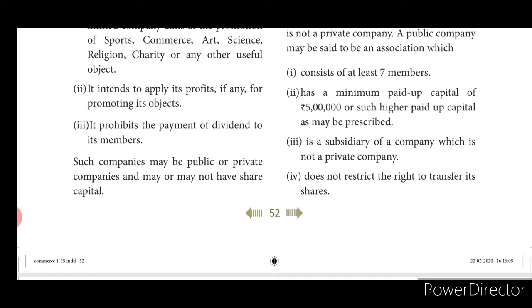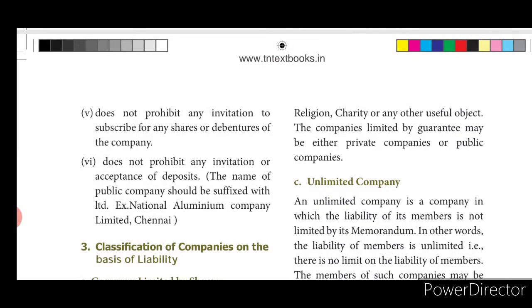It means that from one member to the next member, if you want to give the share to some other person, you can't do it in the case of a private company. But the shares are very easily transferable. That is only in the case of a public company, not in the case of a private company.